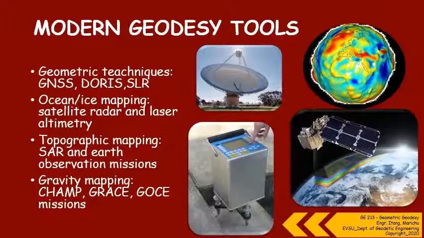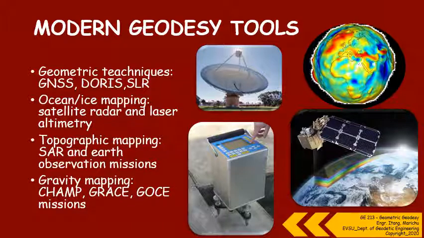Here are some of the modern geodesy tools that we're using in the modern geodesy. For geometric techniques, when I say geometric techniques, it is the determination of the size or position on the surface of the Earth. We have GNSS or the Doris SLR. For the ocean and ice mapping, we have the instruments such as satellite radar and laser altimetry, which is in laser na ang pag-determine ng altitude ng points.